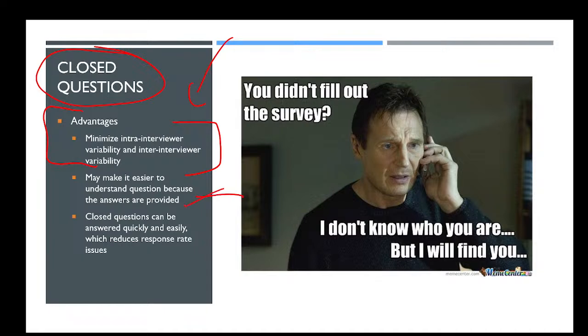It's easier to understand the question because the answers are provided. Sometimes the answers will give you a clue as to what the question means. So if someone's having a hard time making sense of the question, and this happens, we'll talk about how to try to mitigate that, but it does happen. Sometimes the answers can help the person understand the question. And closed questions can be answered very quickly.